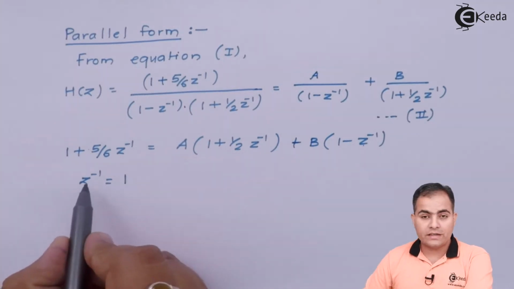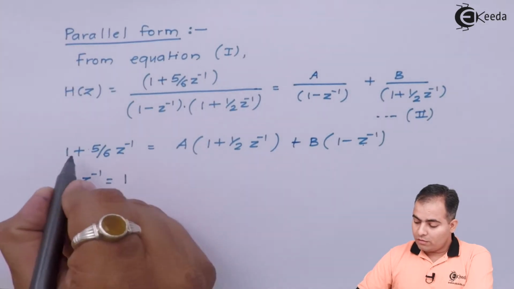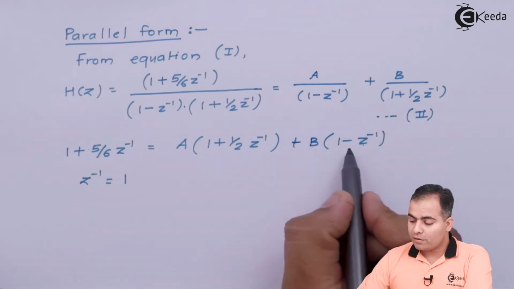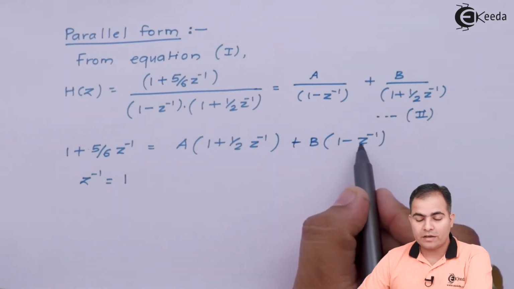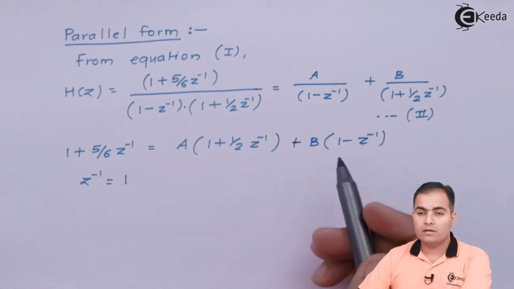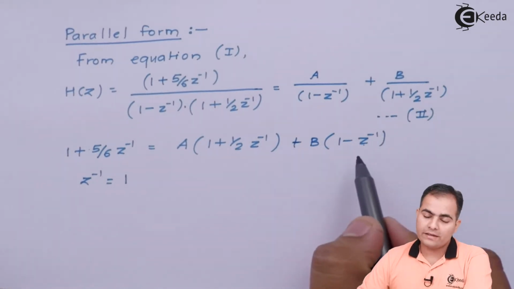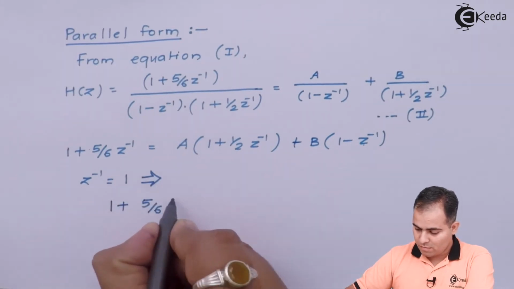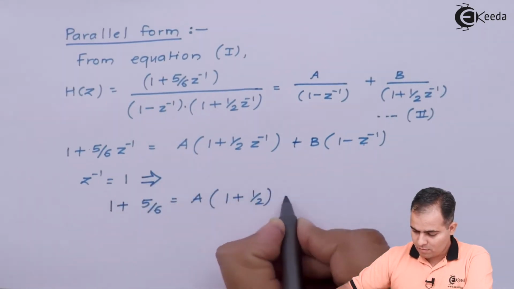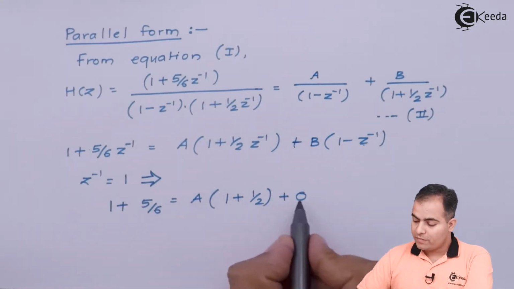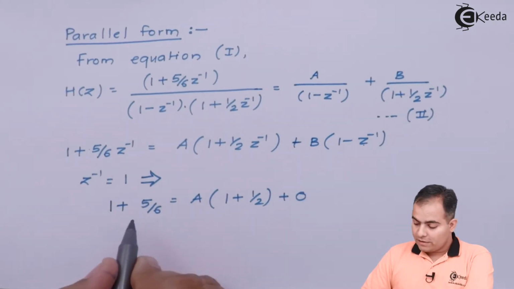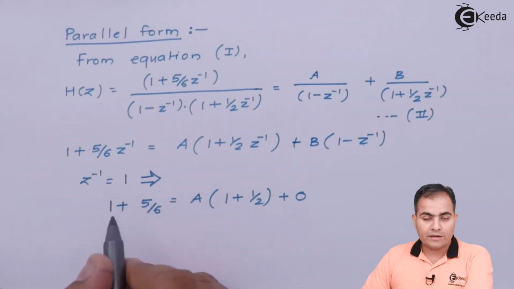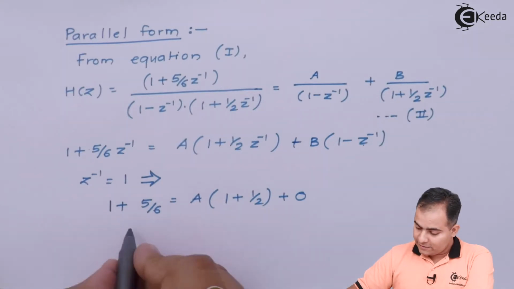So we will substitute z inverse equals 1. All this z will be replaced by 1. But in the last block, as z is replaced by 1, 1 minus 1 becomes 0, and 0 into B is 0. So I will replace all this product by 0. Now look at here, 5 by 6 plus 1. After cross multiplying this 6, what you will get? The total outcome on the left hand side is 11 by 6.